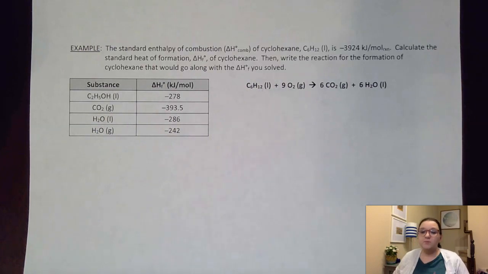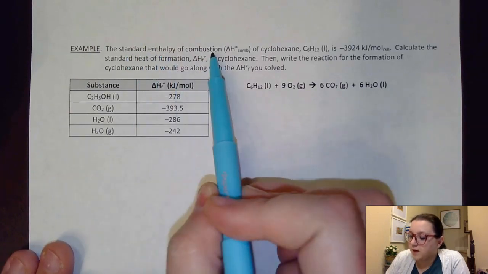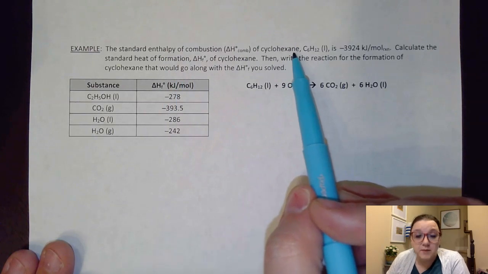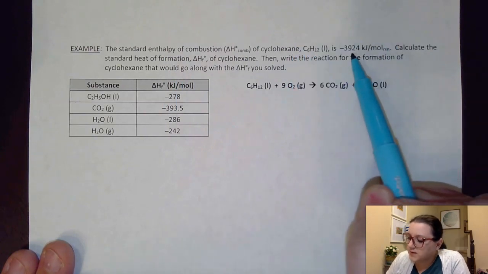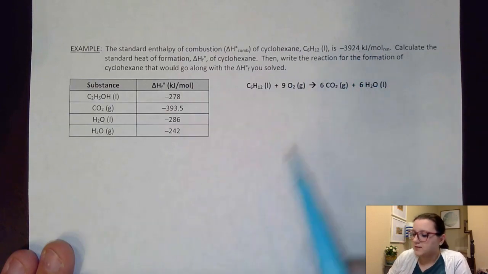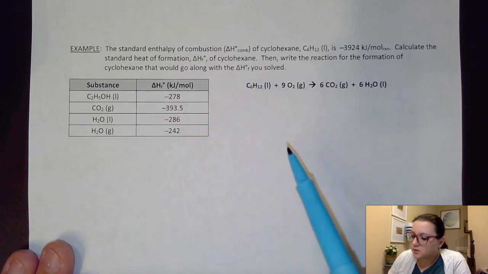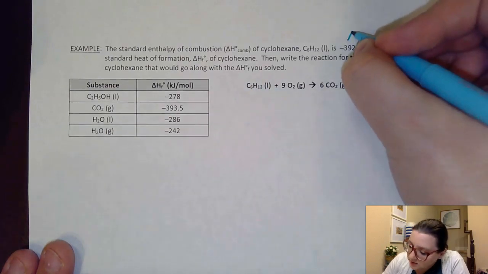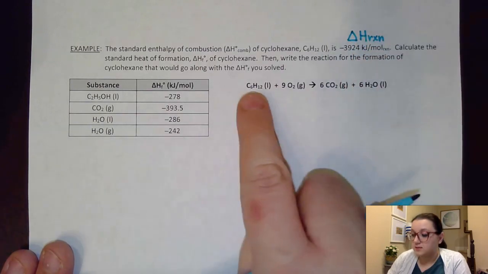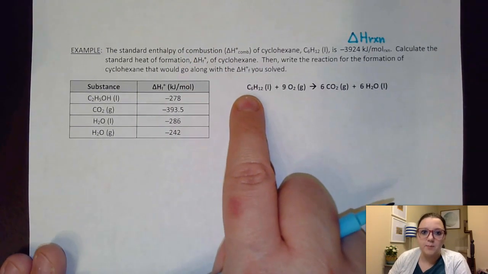So if we look at the information that they give us in the problem, they actually give us the standard enthalpy of combustion of cyclohexane, which is the heat released if I burn 1 mole of it, and they tell us that that value is negative 3,924 kilojoules. Well, convenient for us, this reaction is burning 1 mole of cyclohexane. So what that means is that this is also the delta H of this particular reaction, because this reaction is the combustion of 1 mole of that compound.